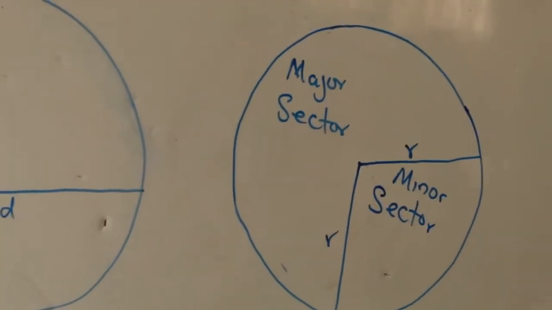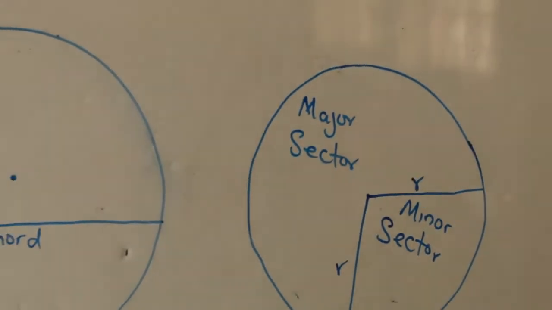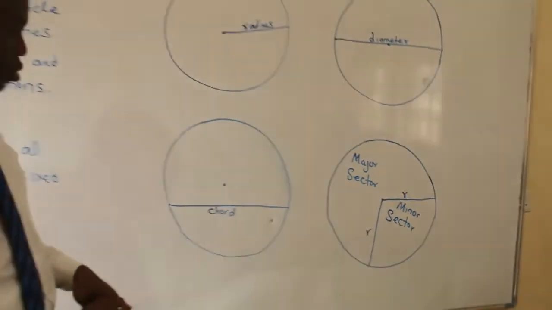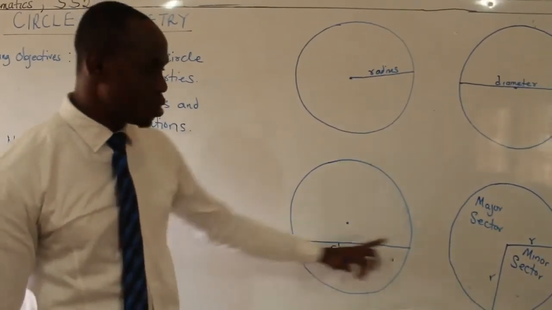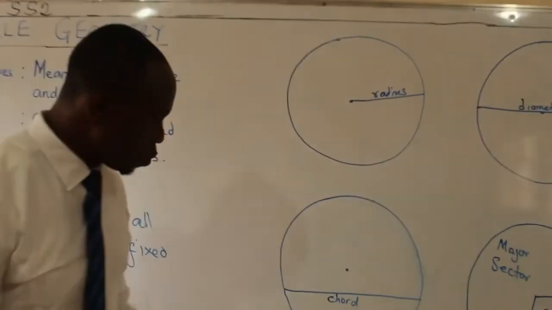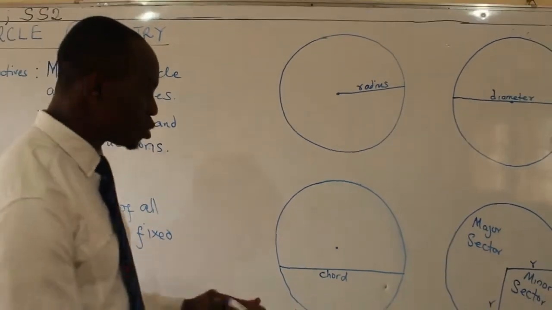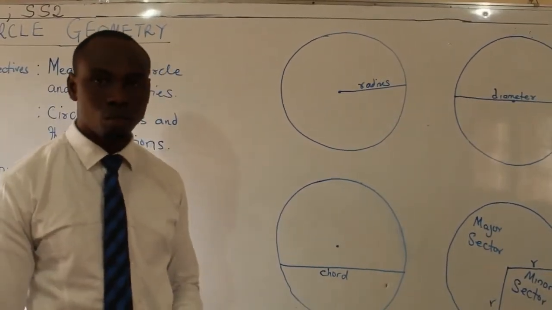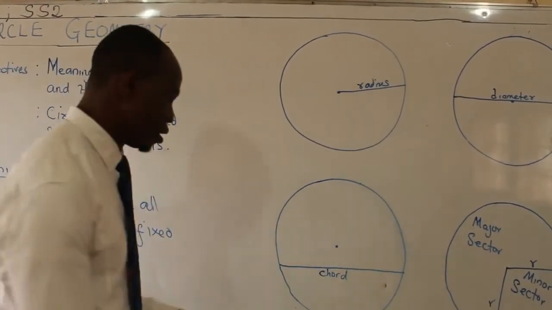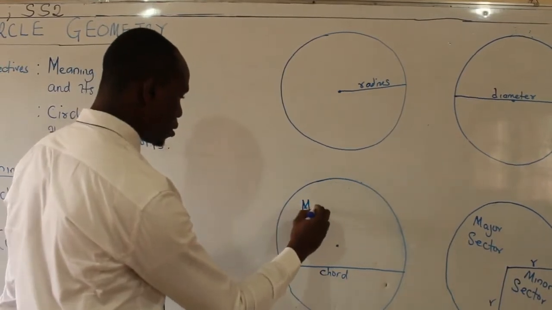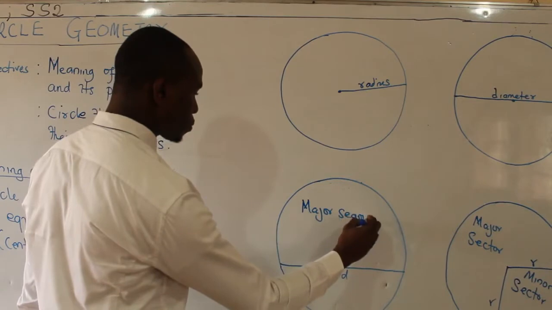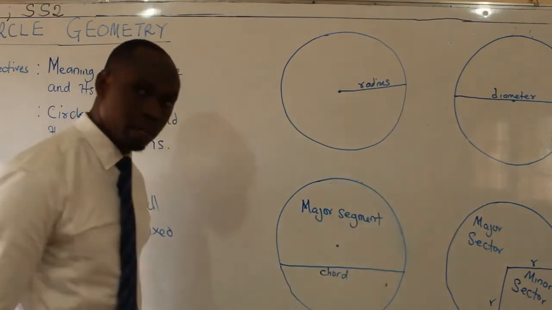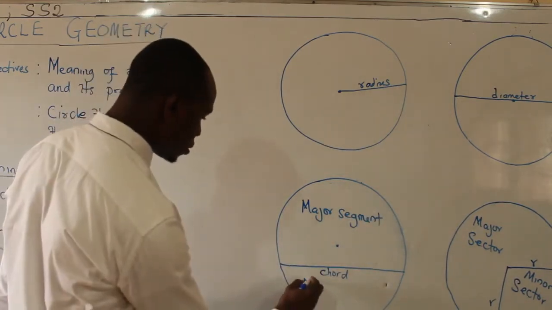Other properties of a circle can be drawn in this one. We've been able to say what a chord is. I want to also tell you that a chord cuts a circle into 2 segments: the major segment and the minor segment.